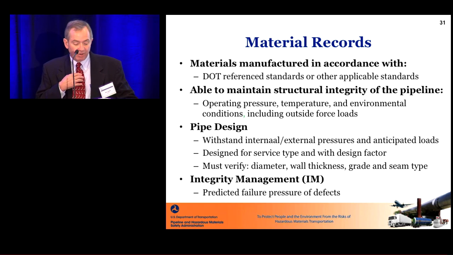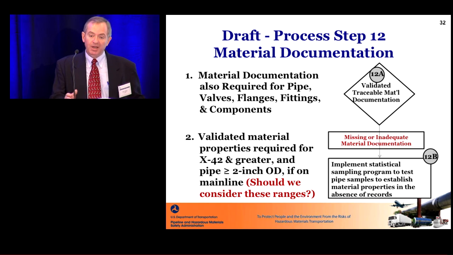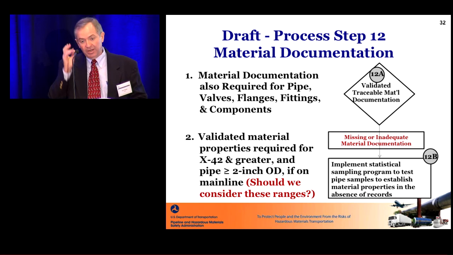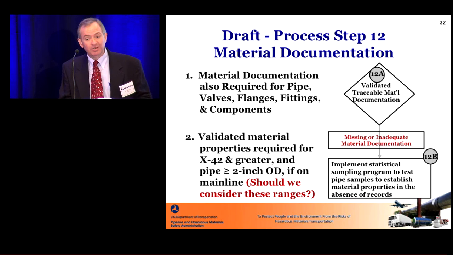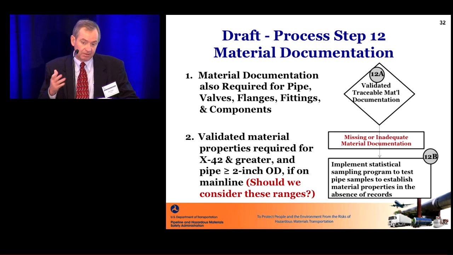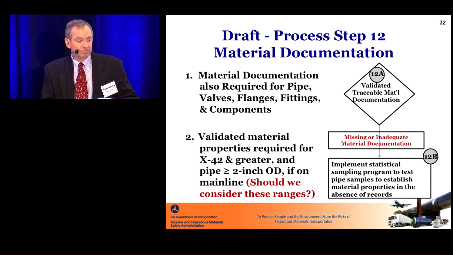Draft process step 12, material documentation. What should be in a material documentation plan? Should it just be pipe? Should we include valves? What if you've got a 1480 or 1440 pound pipeline and you've got ANSI 300 or ANSI 400 valves in it? I say that's happened, and it happens more than you'd think, to be something lower than the rating of the pipeline. What should we do as far as components? What if you've got a fabrication and you don't know what it is?